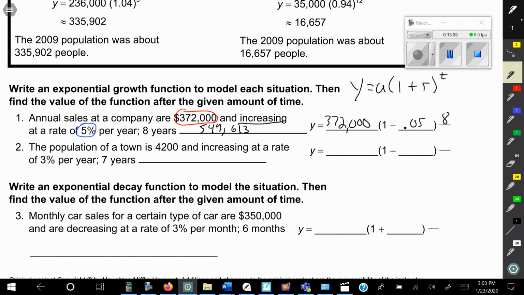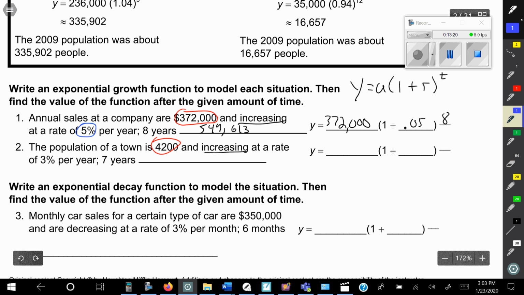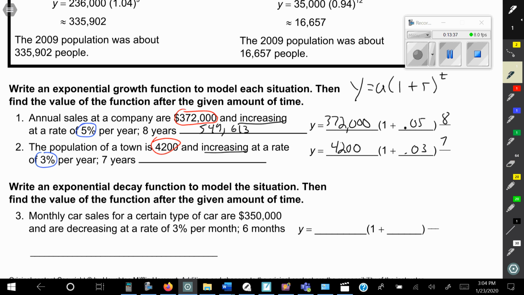Okay, now we're going to do the second one here. And it's also increasing, so that's going to mean it's growth as well. So I'm going to plug in my A, 42,000, and my R, which is 3%. So I'm going to have 42,000 times 1 plus 3%, 0.03. And on this one, we're going to raise it to the 7th. And when we type that in, I'm going to write this right here, you get 5,165.